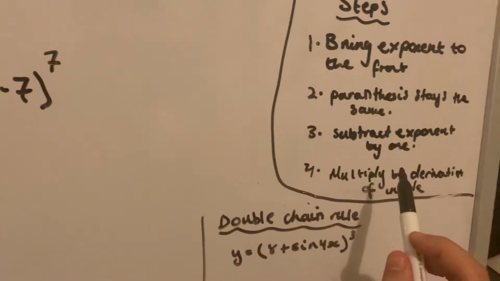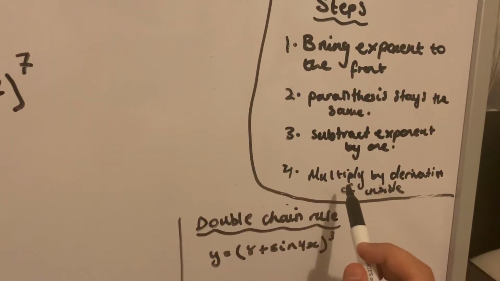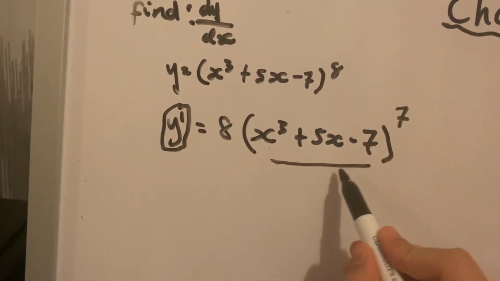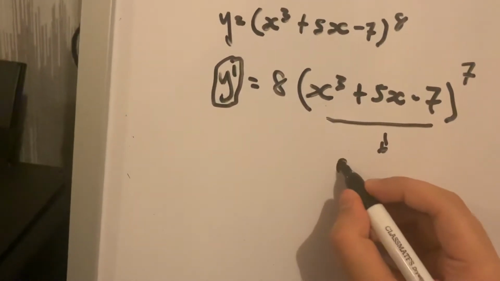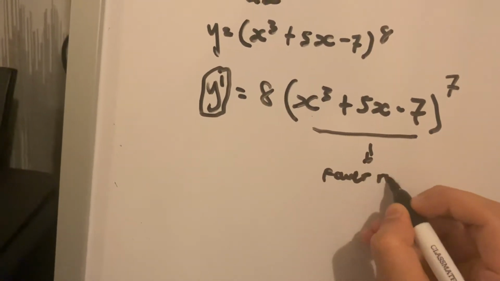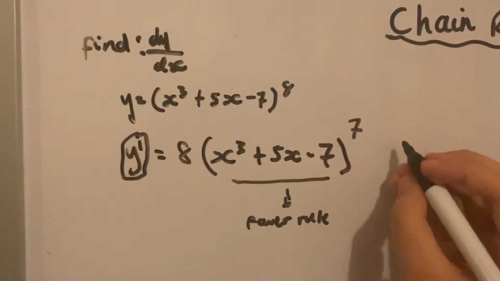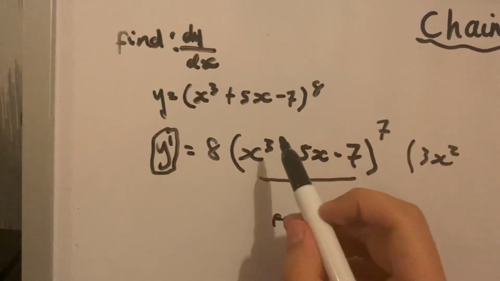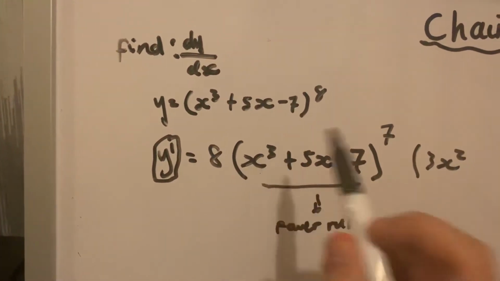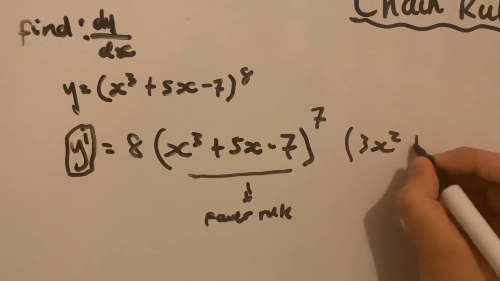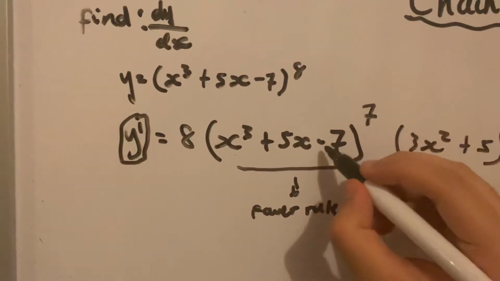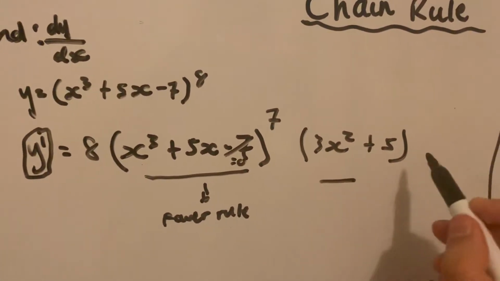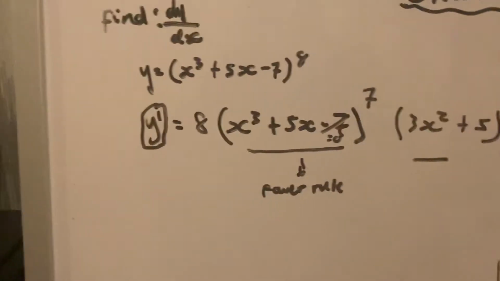Now, the final step is to multiply by the derivative of the inside. So we multiply by this derivative using the power rule. So this would be 3x squared. You bring the power to the front and subtract the power by 1, so 3x squared, plus 5. The derivative of 7 equals 0 as it is a constant. This is the first question done.